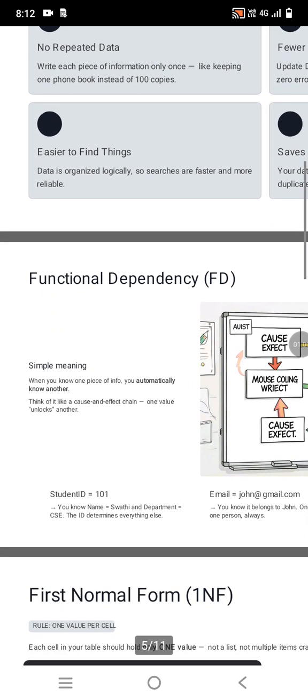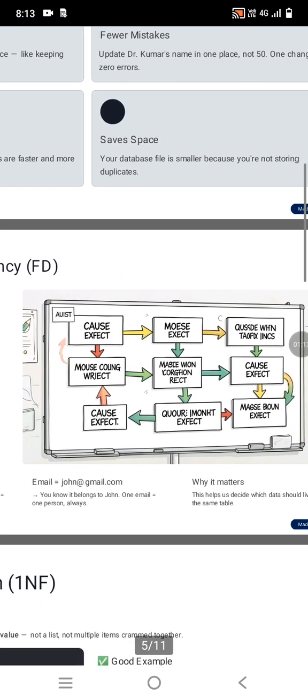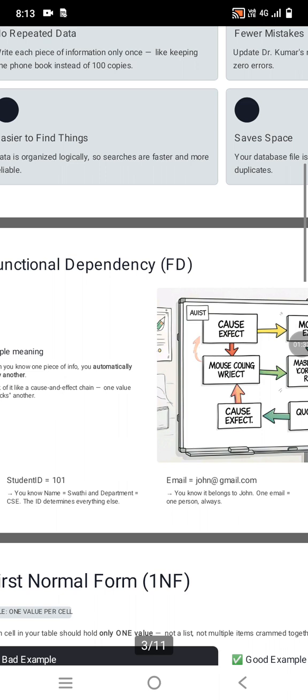Next, functional dependency. Functional dependency means automatically knowing the place to retrieve the related data. For example, in this diagram, the email is mentioned as john@gmail.com. You know it belongs to John. One email equals one person. This is always using functional dependency.